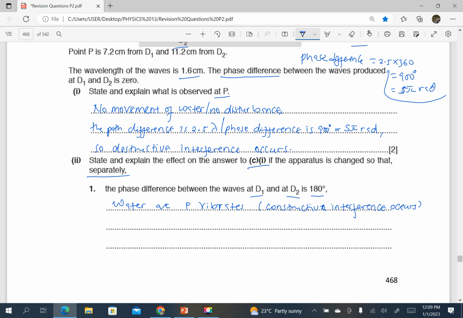So since path difference is 2.5 lambda, but one wave is initially half a cycle, half lambda ahead of the other, so they arrive in phase.